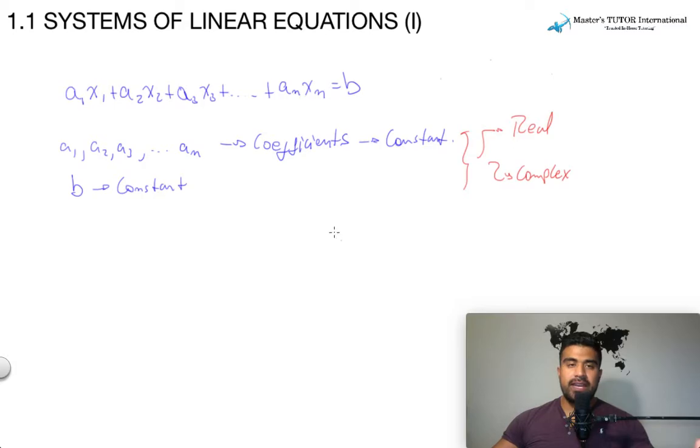That subscript n is normally between 2 and 5, but in real problems can be between 50 and 5,000 or even larger. And that n is always a positive integer. Okay, this is the general form of a linear equation.